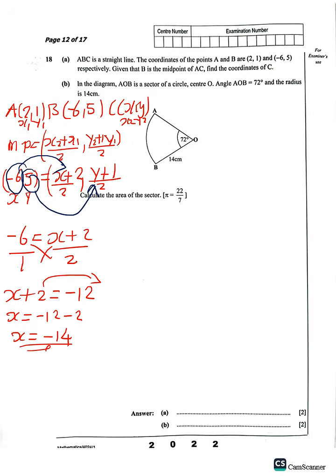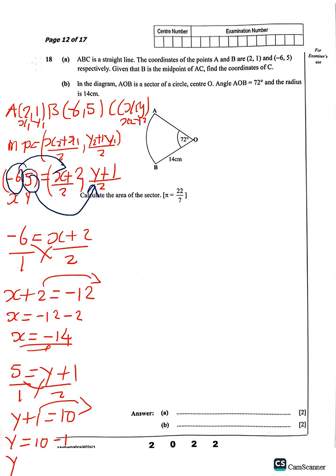Let's solve for y. So for y, 5 is equal to y plus 1 over 2 over 1. So 1 times y plus 1 is just y plus 1. 2 times 5 is 10. We move 1 to the other side, giving us y is equal to 10 minus 1. y is equal to 9. So this is how we can find the coordinates. So therefore, the coordinates of C are -14,9.